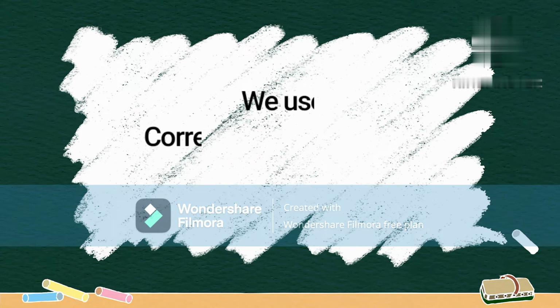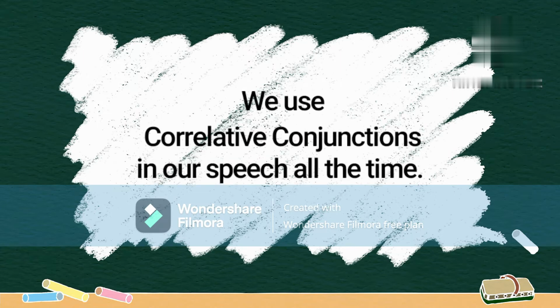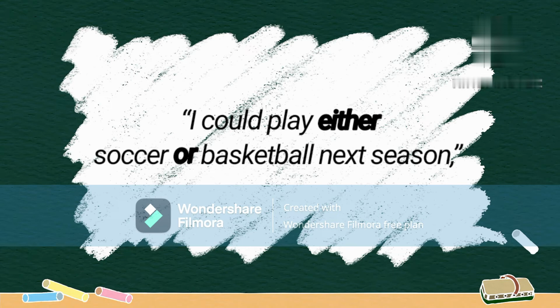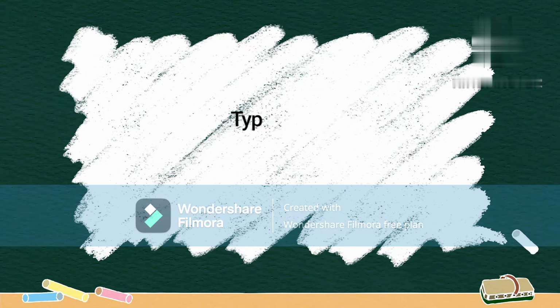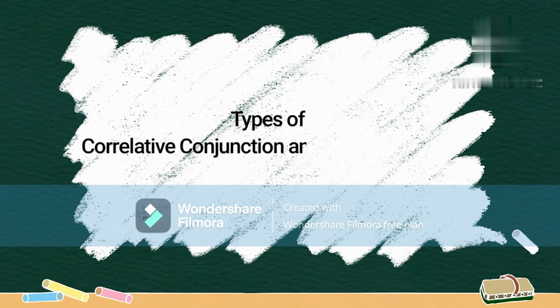We use correlative conjunctions in our speech all the time. If you ever said something like, I could play either soccer or basketball next season, you have used a correlative conjunction. Here are some types of correlative conjunctions and their examples.